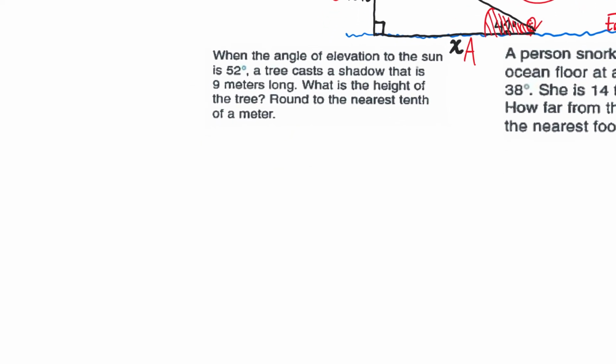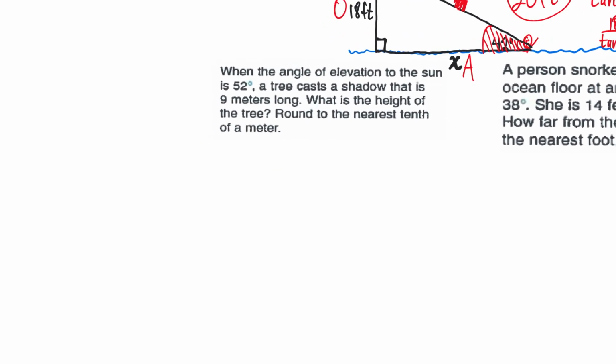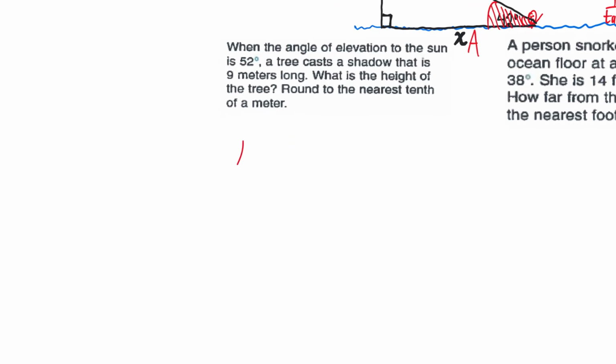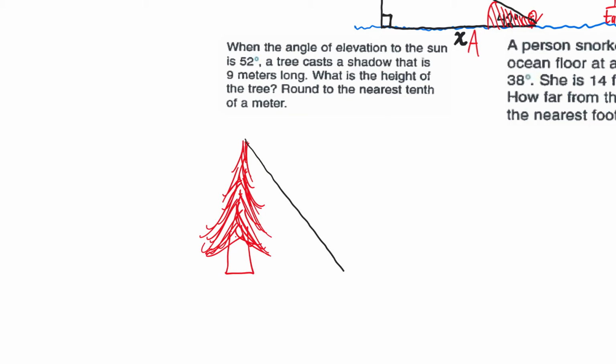Okay, next one. When the angle of elevation to the sun is 52 degrees, the tree casts a shadow that is 9 meters long. What's the height of the tree? Okay, so we've got this tree here. All right, and it says it casts a shadow. So the sun's up here somewhere.